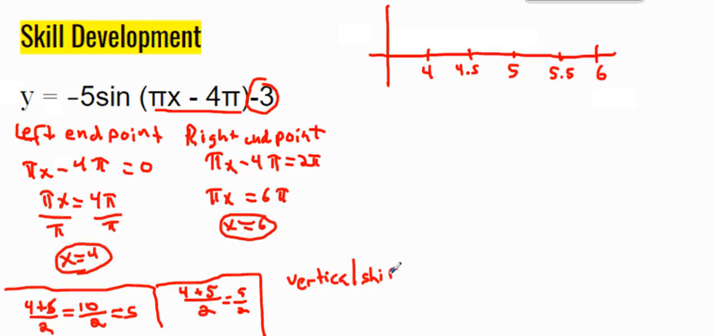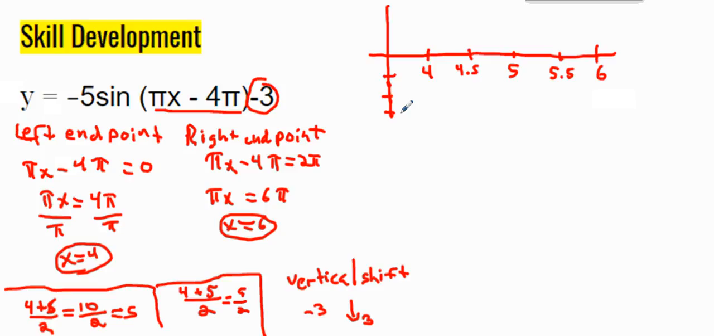This has a vertical shift of -3. So -3 means my whole graph translates down 3. All my 0 points, all my max points, are going to move down 3. So, again, not to scale, I'm going to start moving everybody down. Now these 0 points that were on the x-axis are going to go down 3, and they're going to be right here.